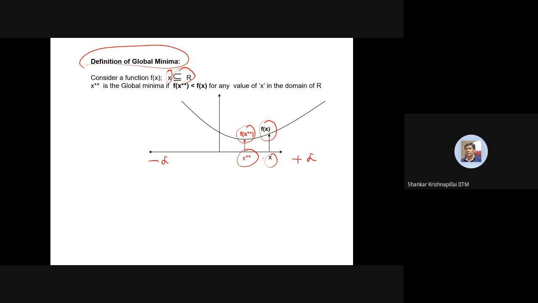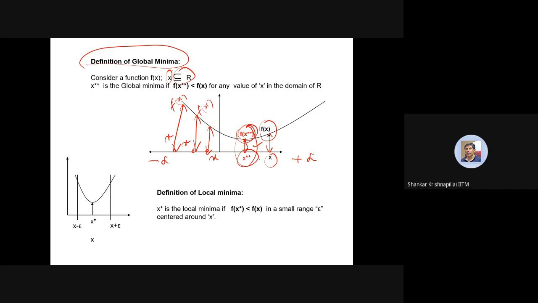So let us take this value of x. This f of x double star is smaller than this f of x. Let us take another value of x here. This f of x is more than f of x star. So whatever value of x you take, that f of x should be more than f of x double star. That means f of x double star is the global minimum.